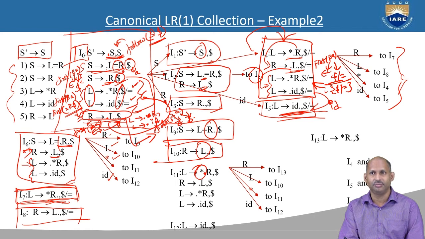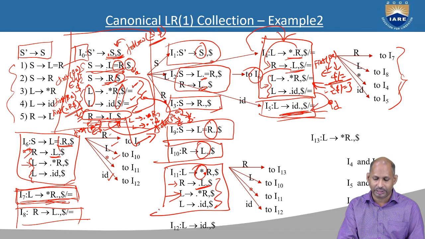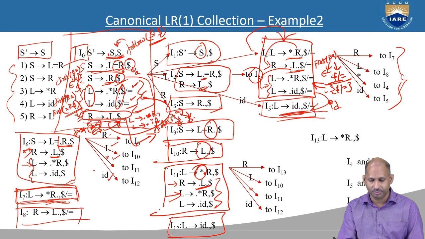Is it clear? So dot multiplication dot R. So once again R production, dot L, so once again L production. Simply find out the lookahead symbols. The I11 is completed. On ID dot, I12 is also completed.